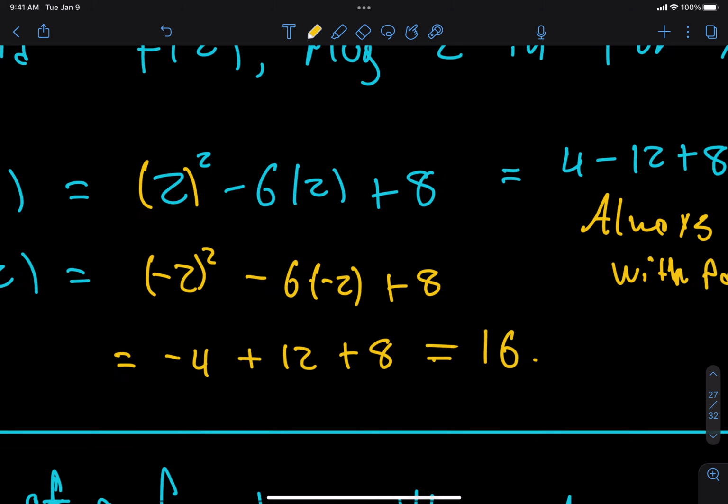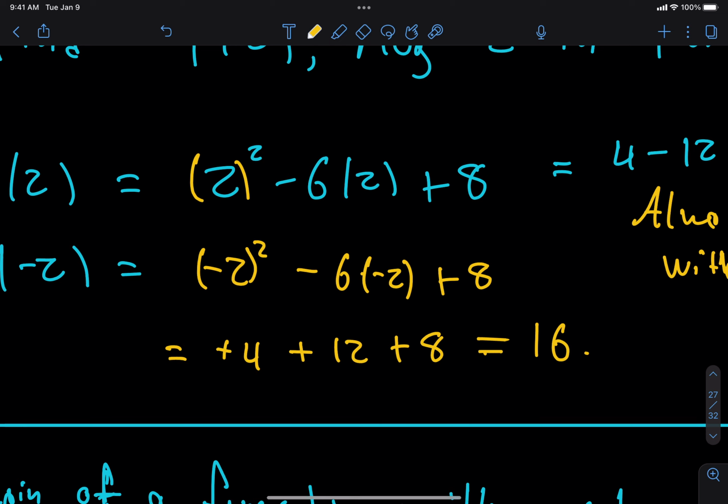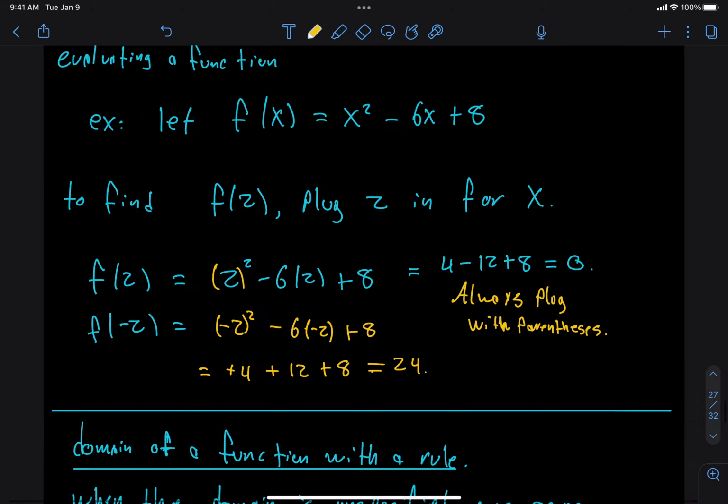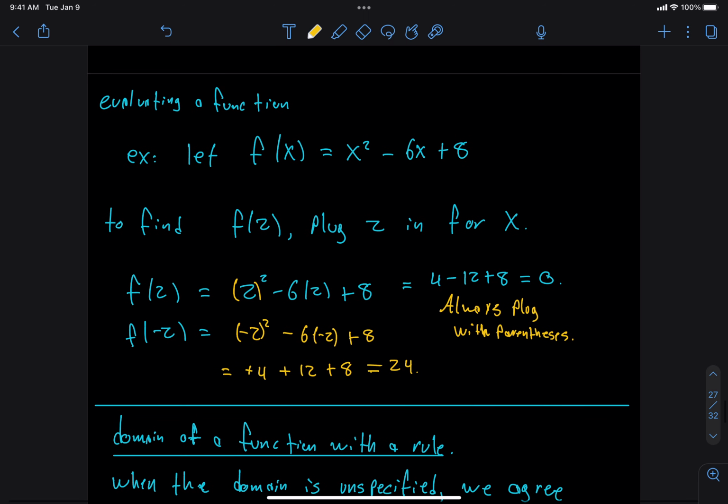So what should it have been? It should have been positive 4. Plus 12 plus 8 is not 16, it's 24. So that's evaluating a function. We just plug in the number with our parentheses everywhere we see an x. Any questions on this one?